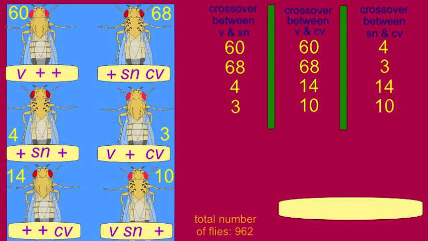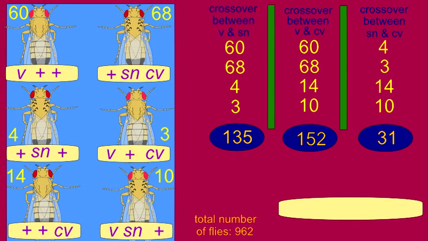When these three columns are added, the total number of crossover events between these mutations can be calculated. And the largest number occurs between the mutations vermilion and cross-veinless. And because this column has the greatest number of flies, these two mutations thus are farthest apart from each other. So of these three genes, it is vermilion and cross-veinless which are farthest from each other. Singed is in the middle.